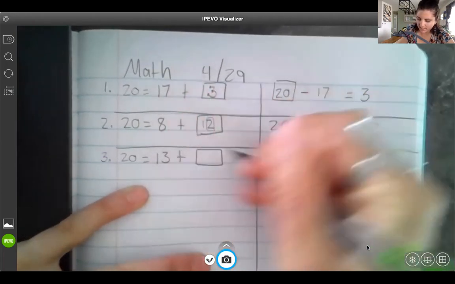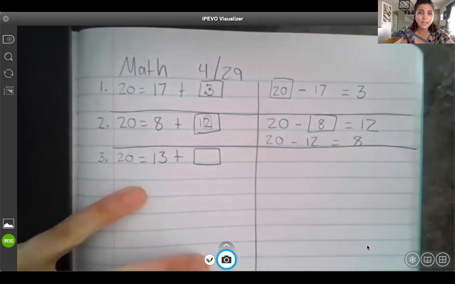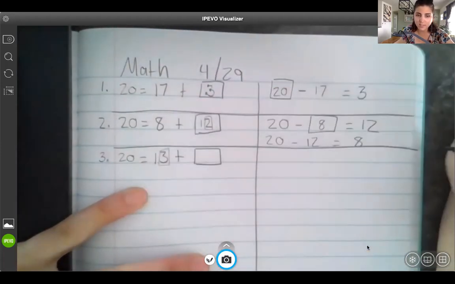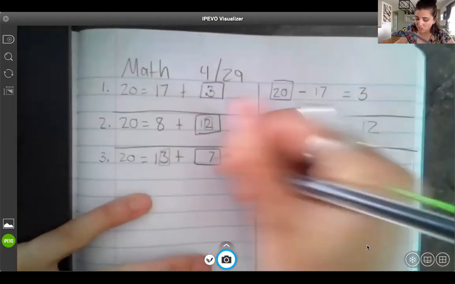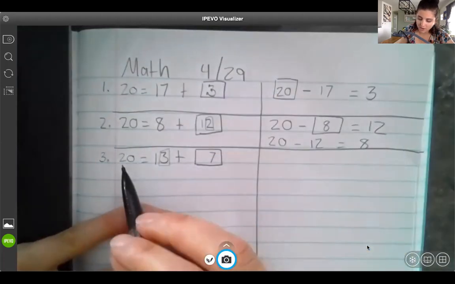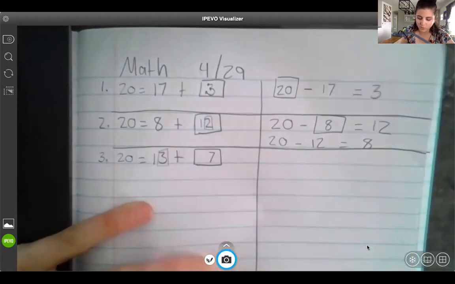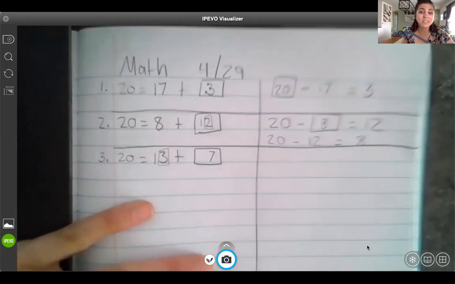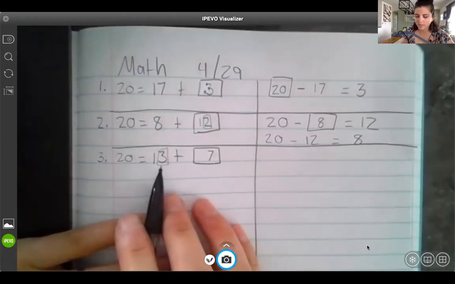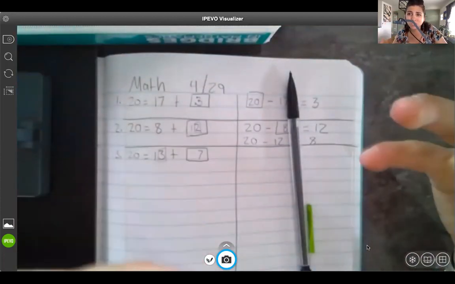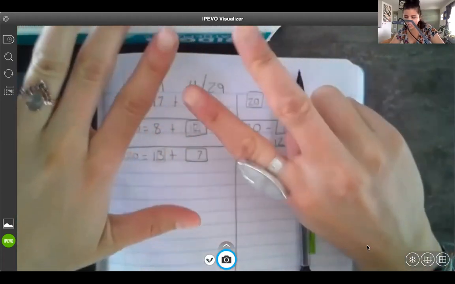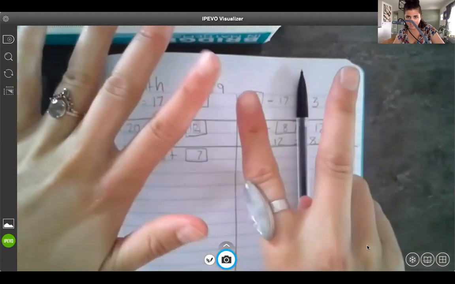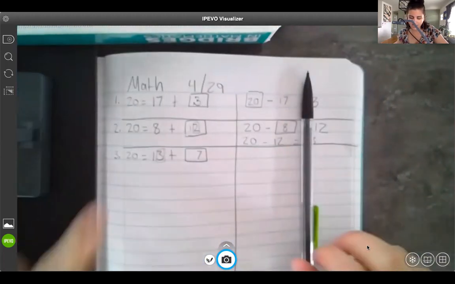So 13 plus something equals 20. I know that if I take a look at my ones place value, what plus 3 equals 10? 7. So I'm going to put 7. So 7 plus 3 equals 10, and then plus 10 more is 20. So let's see if that works. If you need, since we don't have our number rack, use your hands. If you have Cheerios, use Cheerios to count. 13, 14, 15, 16, 17, 18, 19, 20. Look at that, 5, 6, 7. I added 7 fingers from 13 and I got 20.